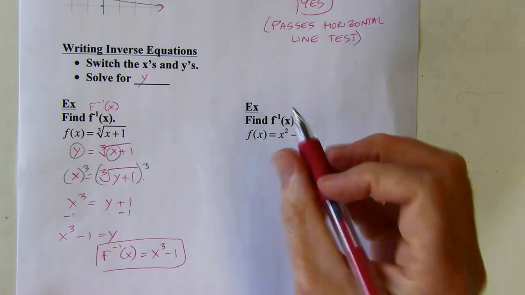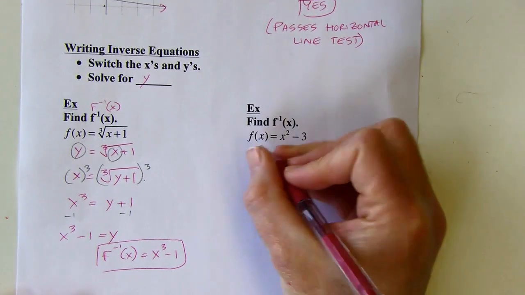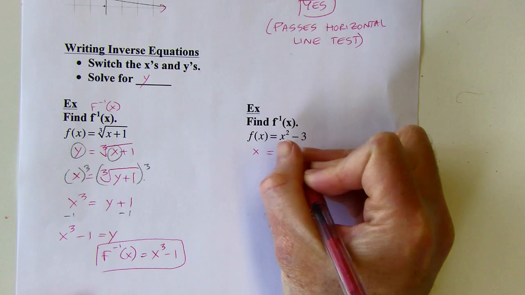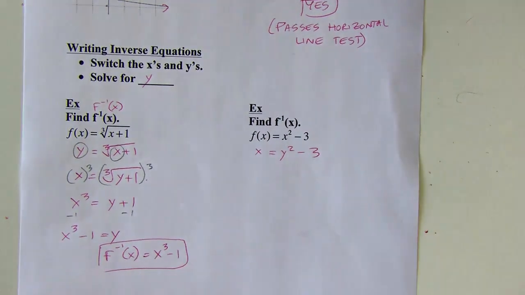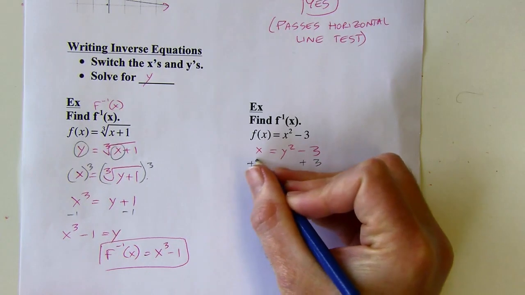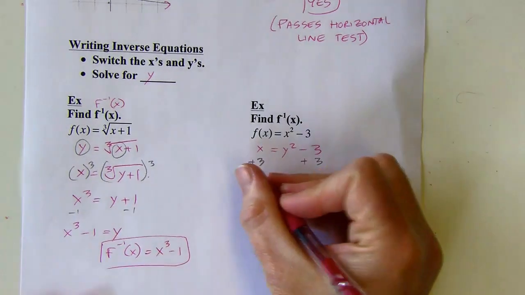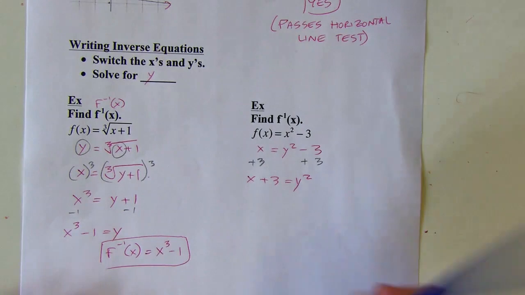All right, let's try it again, switching the x and the y here. So this would be my y, right? So I'm going to put the x in that position, the y in this position, and then let's isolate the y. So first thing, add 3 to both sides. Okay, and then I want to take the square root of both sides.